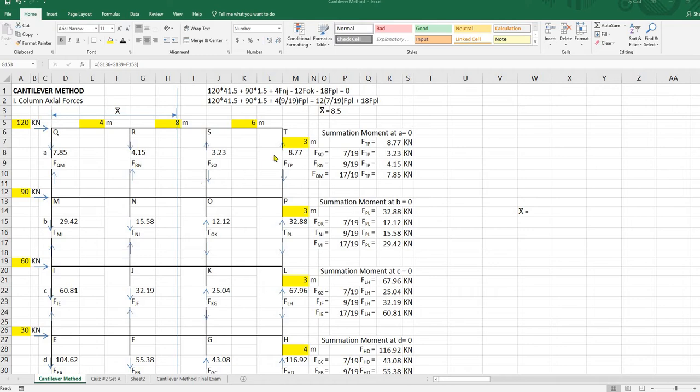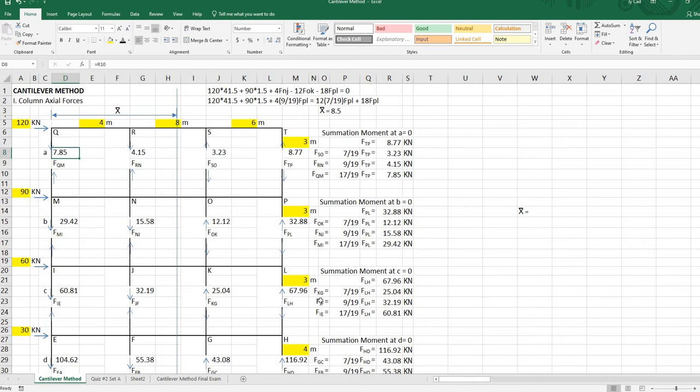Summarize ko lang yung column axial forces. Ito, ang ibig sabihin is FSO is equal to 7/19 of FTP. Okay, FRN is equal to 9/19 times FTP, which is equal to 4.15. Or FQM is equal to 7.85. Ganun lang yun. And FQM happens to be ito. Yan ang value niya, 7.85.